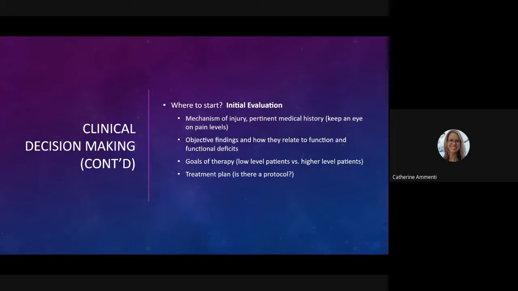So you're going to look at the goals of therapy and look at how they relate to the patient's current functional status. And then look at the treatment plan. Have they had surgery? Is there a protocol? Your clinical decision making might be pretty straightforward because if you're working with a surgical protocol, you have a list of things that you are allowed to do, and everything else is off the table unless you clear it with the primary PT.